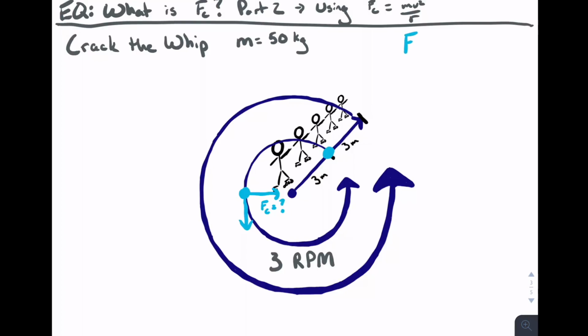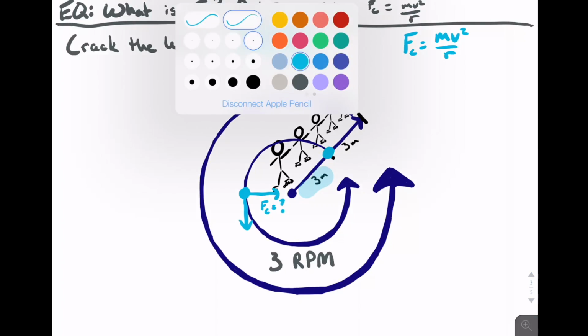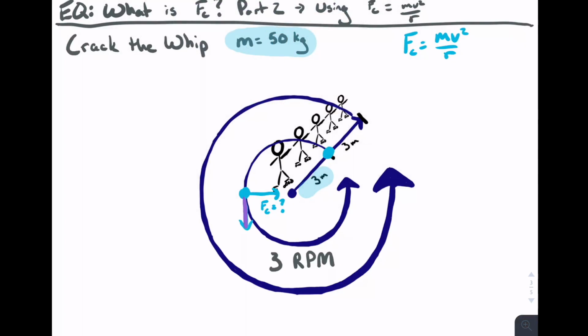To figure out centripetal force, it's mass times velocity squared divided by r. Let's identify the variables that we have. In the problem, I told you that we have the object's mass and the object's radius, as listed right here. But we don't actually have the object's velocity. I'm going to put that in a different color so we don't get confused. We don't know what that person's velocity is, but with a little bit of work, we can figure this out.